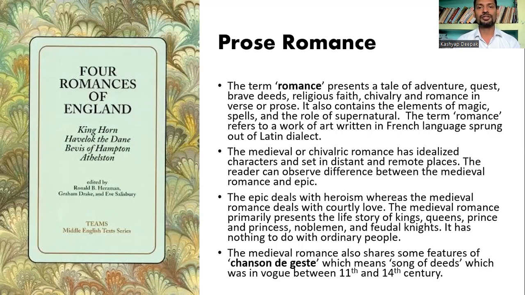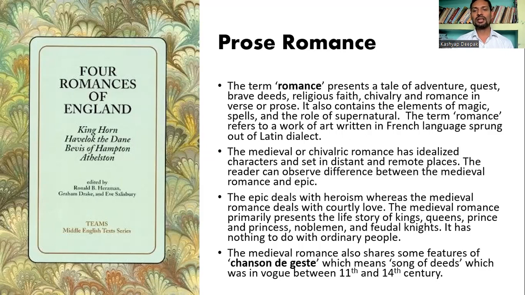The term romance refers to a work of art written in the French language sprung out of the Latin dialect. The medieval or chivalric romance has idealized characters and is set in distant and remote places. The readers can observe the difference between the medieval romance and the epic. The epic deals with heroism, whereas medieval romance deals with courtly love. The medieval romance primarily presents the story of knights, queens, princes, princesses, noblemen, and feudal knights. It has nothing to do with ordinary people.